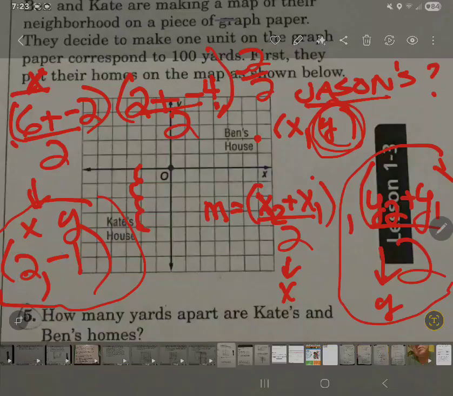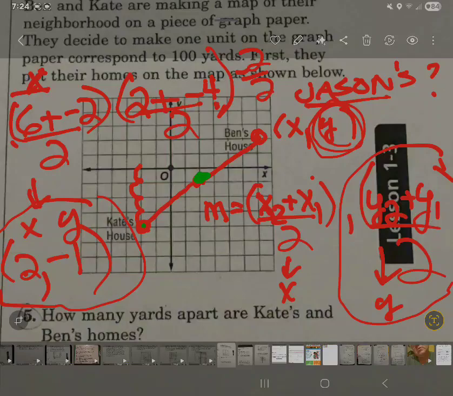Well, let's see if that even looks right. So we're trying to find the midpoint between this and this, right? The midpoint between those two houses. Well, where would 2, -1 be on the map? Well, we'd go 2 to the right, and we'd go down 1. And I'm going to do that in a different color. Does that look like midpoint between Ben's house and Kate's house? It absolutely does. I hope I didn't go through that too fast.